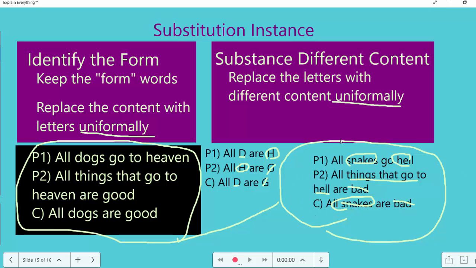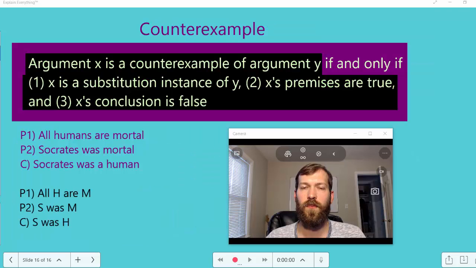So this is an example of how you go from an argument to making a substitution instance of it. First, you identify the form. Then you substitute in different content, and that gives you the substitution instance of your original argument. So now that we understand formal validity and substitution instances, we can turn our attention to counterexamples and understand what a counterexample is.